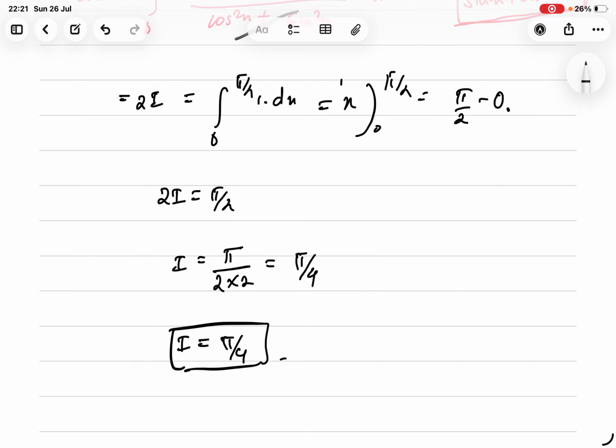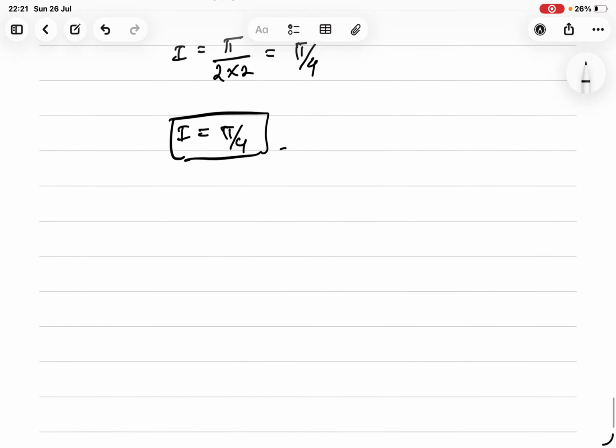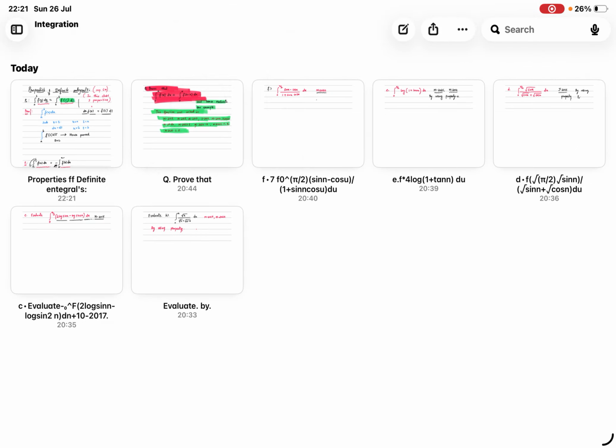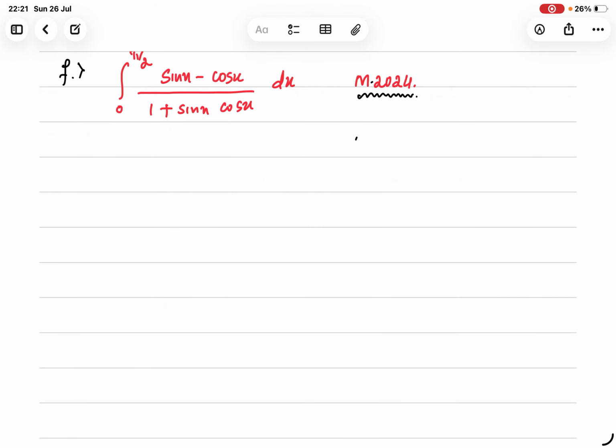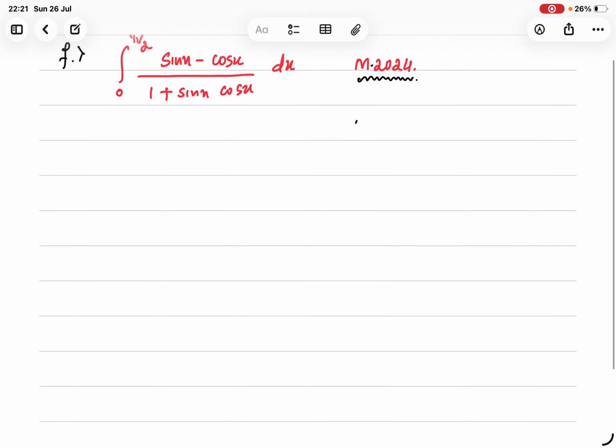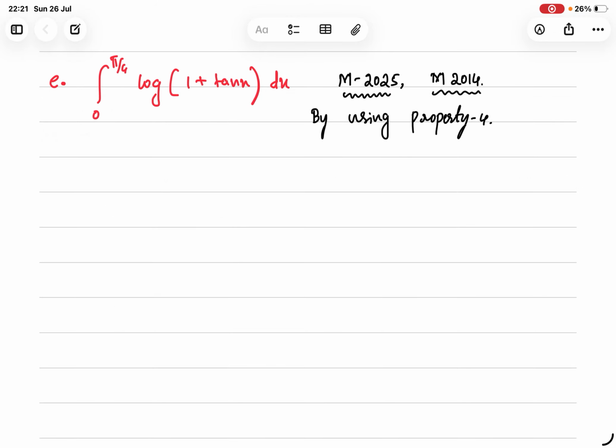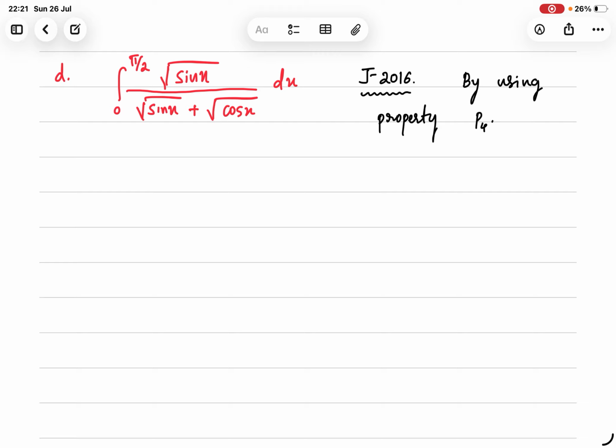So again, we have some other problems, like the second one, which I will solve in the next class. B, C, D, E, F. For example, I will show here. Wait, the examples are like this. So this one example is there, and again, you can see here, this one example also is there. We'll solve them in the next class.